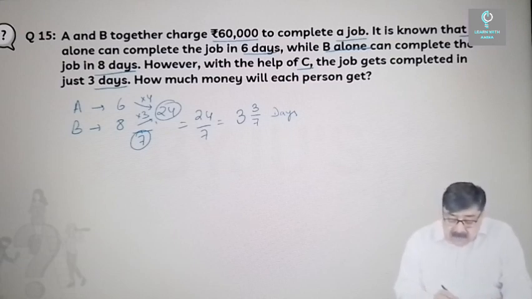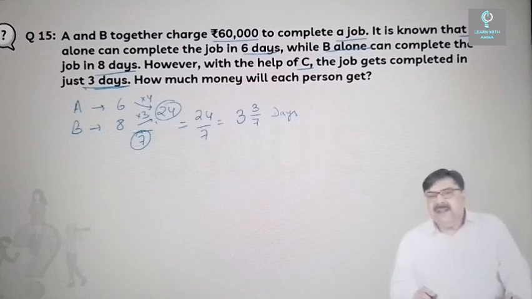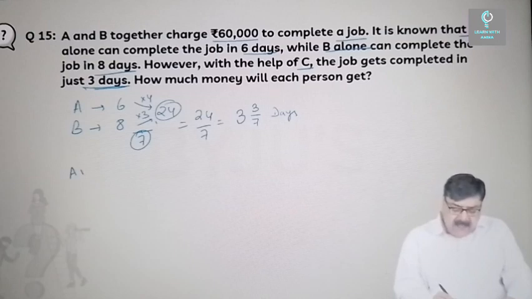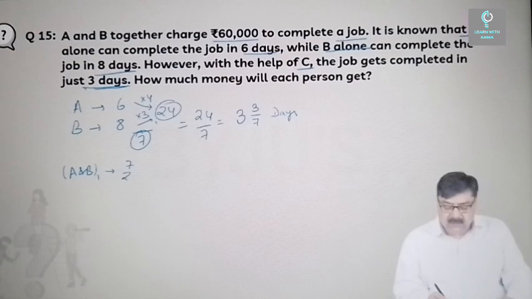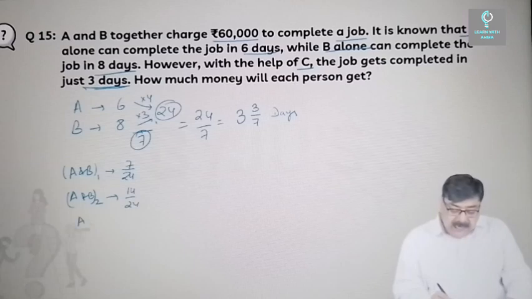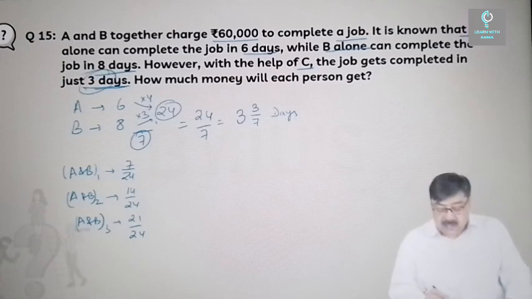But the job is getting completed in 3 days with the help of C. Now here we can very clearly see that A and B, their 1 day work is 7 by 24. Now A and B, their 2 day work is 14 by 24. A and B, their 3 day work is 21 by 24. And the work got completed in 3 days. So A and B, their contribution has been 21 by 24.